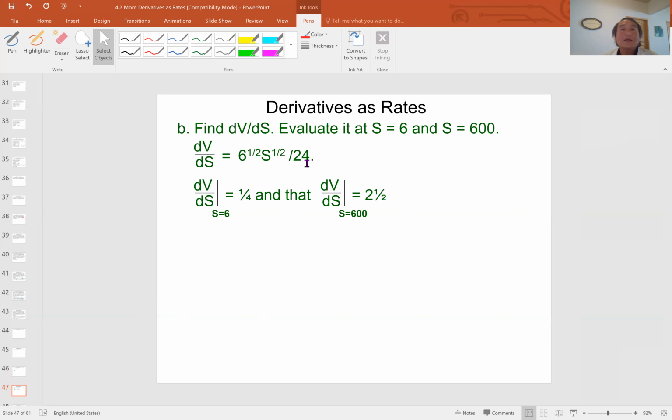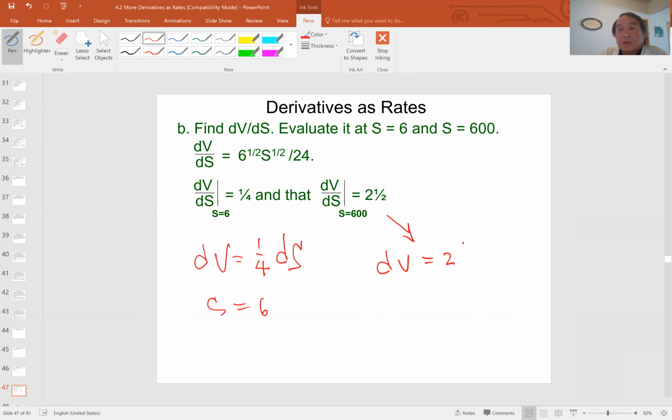Okay, and what does this say? Okay, so this says that, you can also interpret this as dV is equal to 1/4 ds when s is 6. This is a differential form. dV is equal to 2.5 ds when s is equal to 600.